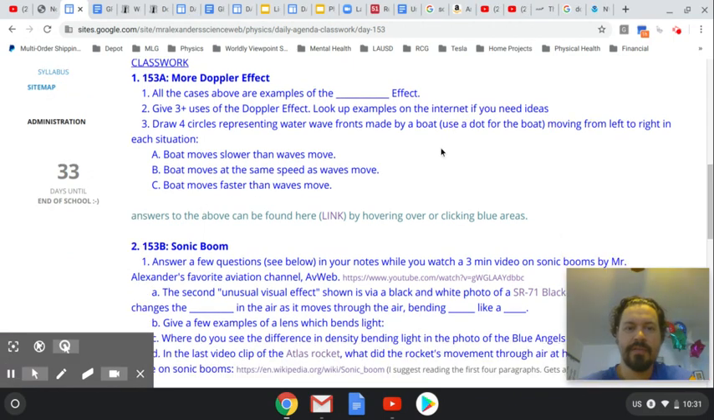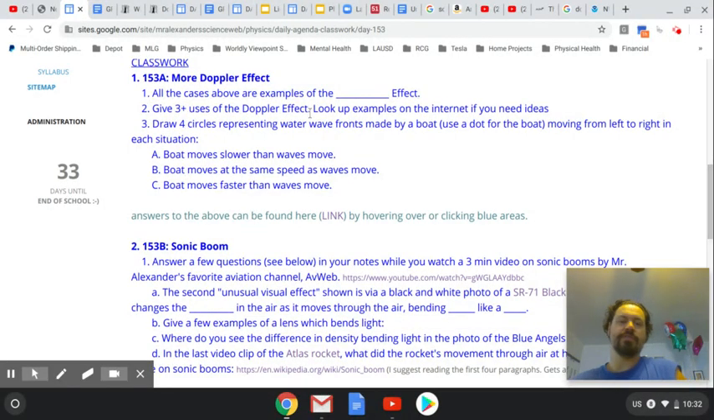Okay, so all the cases above are examples of, surprise, the Doppler effect. And there are actually uses for this. It's not just a cool thing. It has real world uses. You probably don't use it every day, although you might be able to use it to see if something was coming towards you or moving away. It's not that important most of the time, though. But things that affect you use it, like weather prediction.